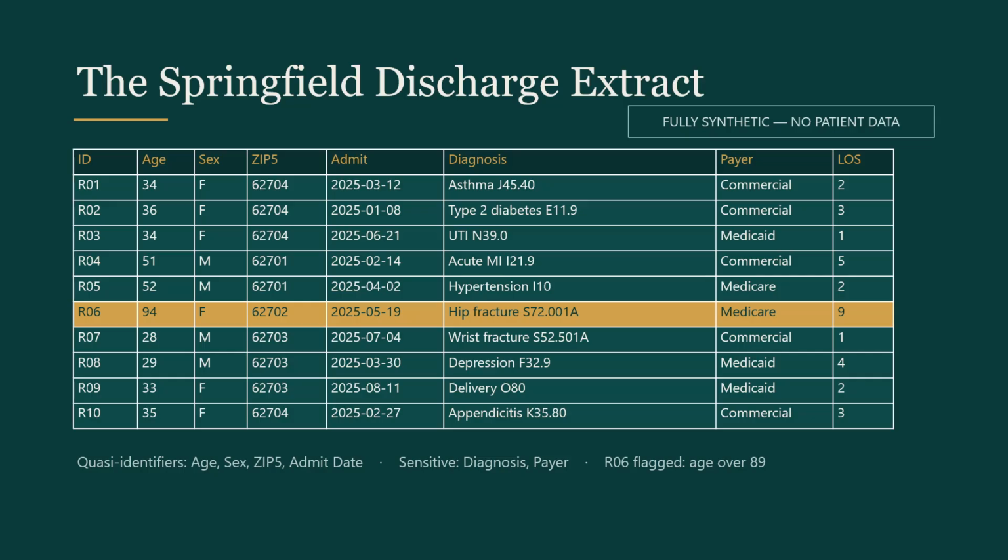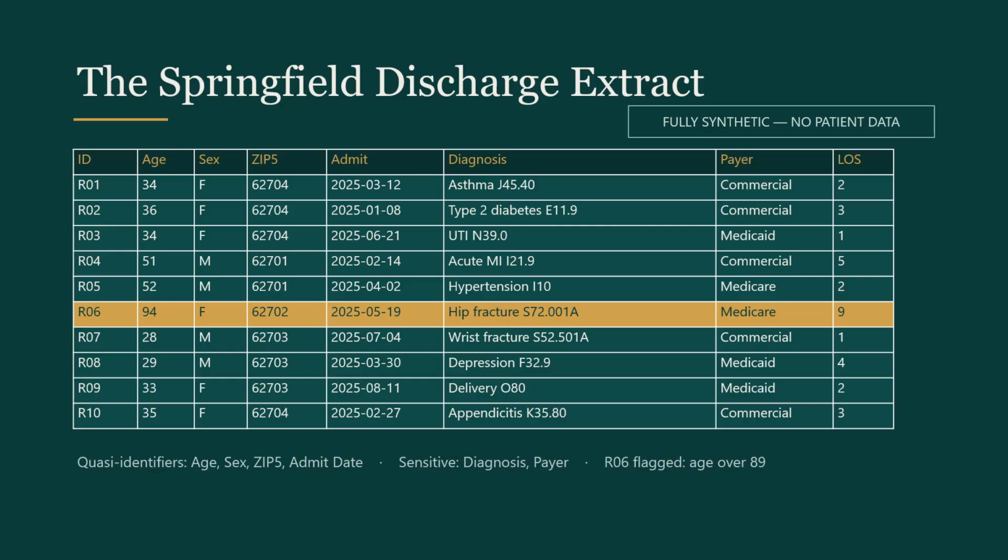Now the contents. 10 rows. Each has a record identifier, an age, a sex, a 5-digit zip code, an admission date, a diagnosis with its ICD-10 code, a payer, and a length of stay in days.